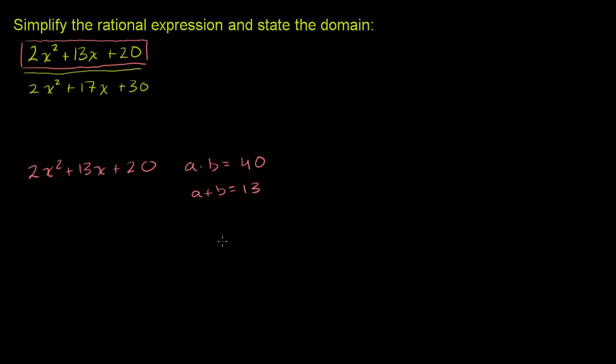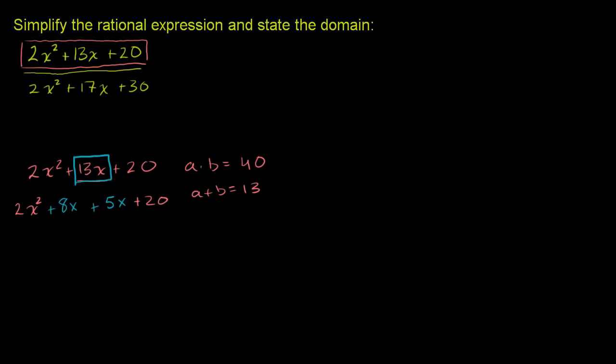The numbers that jump out at me immediately are 5 and 8. 5 times 8 is 40, and 5 plus 8 is 13. So we can break this 13x into a 5x and an 8x. We can rewrite this as 2x squared plus 8x plus 5x, and I wrote the 8x first because the 8 shares common factors with the 2, so maybe we can factor out a 2x here. 5 shares factors with the 20. And then we finally have a plus 20 here.